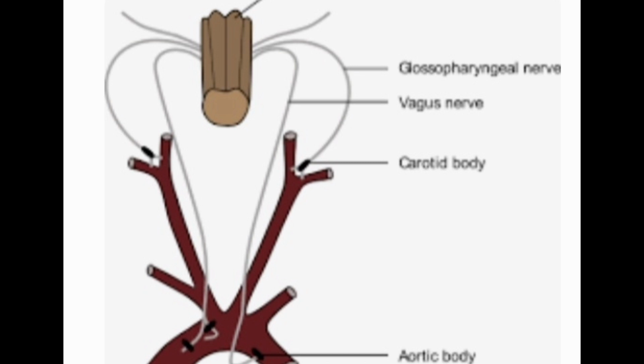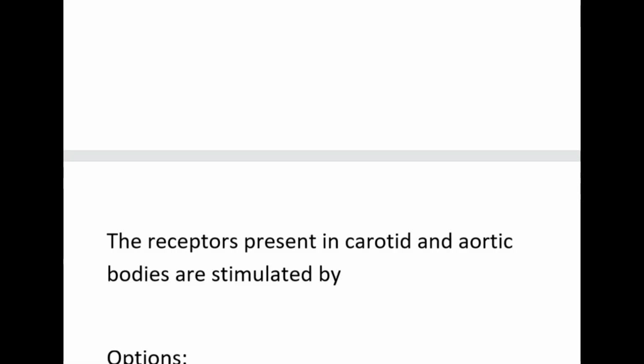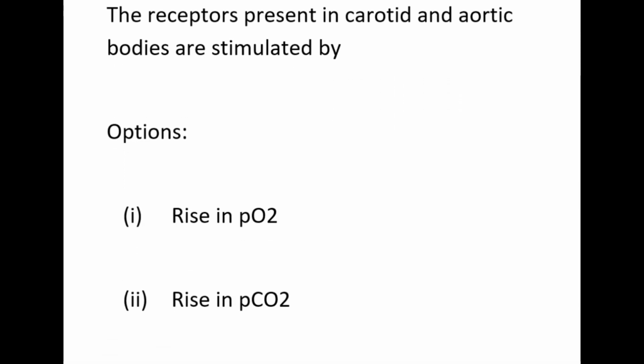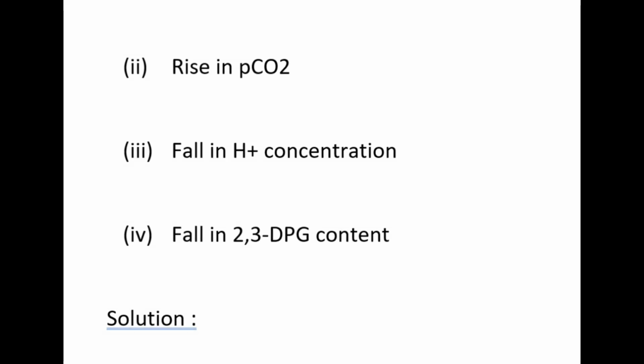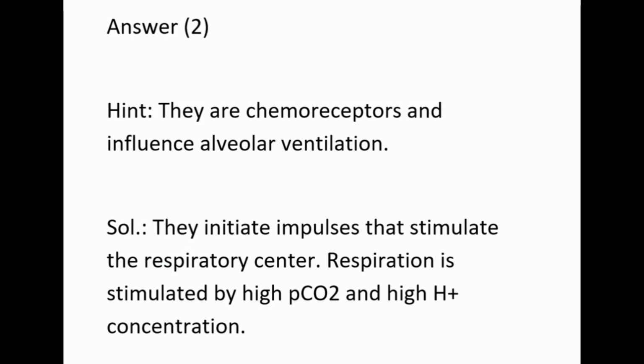So here's a simple question. The receptors present in carotid and aortic bodies are stimulated by: the options are rise in PO2, rise in PCO2, fall in H plus concentration, fall in 2,3 DPG content. So pause the video and try to guess the answer. The solution will be displayed. Hope you have tested your knowledge with a simple question at the end of the concept.